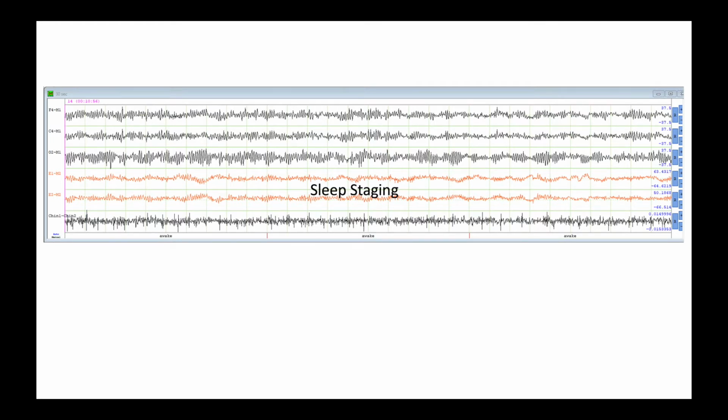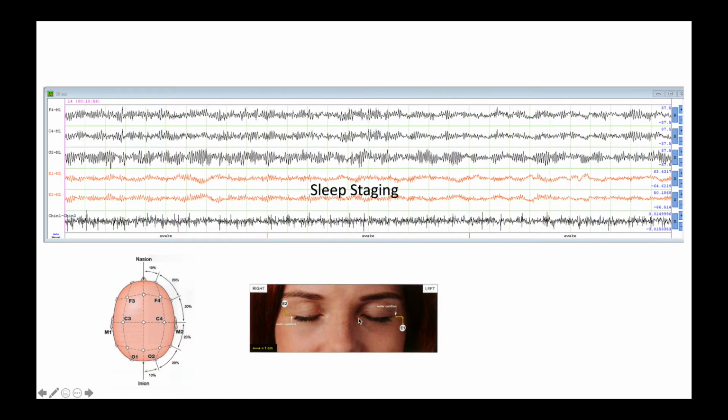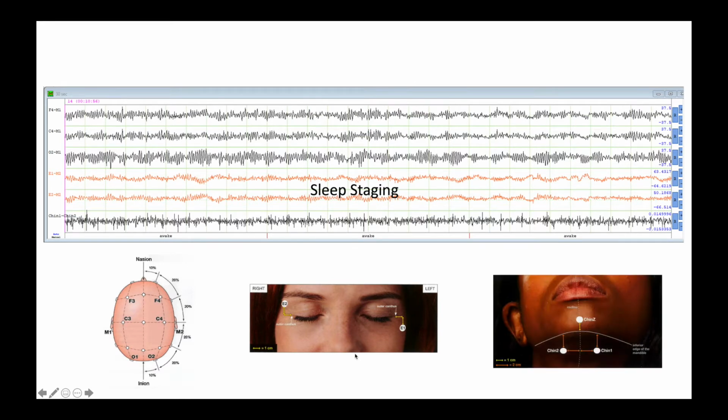Sleep staging requires three things. It requires a look at brain waves, and we do that with EEG. A look at eye movements, which is electrooculography, EOG, but just the eye channels is often what I'll call them. And then also a sense of muscle tone, and that's done through electromyography, EMG, of the chin.